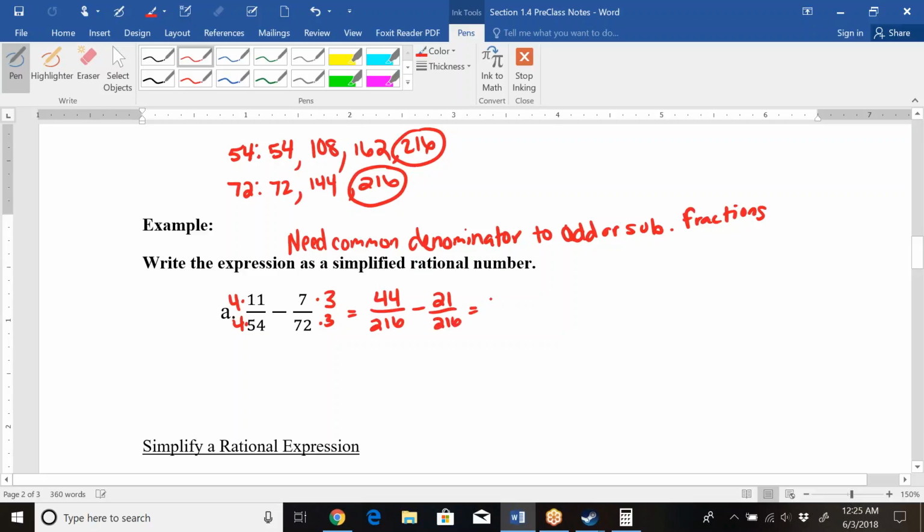44 minus 21 is going to be 23 over 216. I don't believe that reduces, but you would need to check all the factors of 23, which is 1 and 23, and make sure they don't divide evenly into 216. 1 goes in, but it's not going to reduce the fraction.